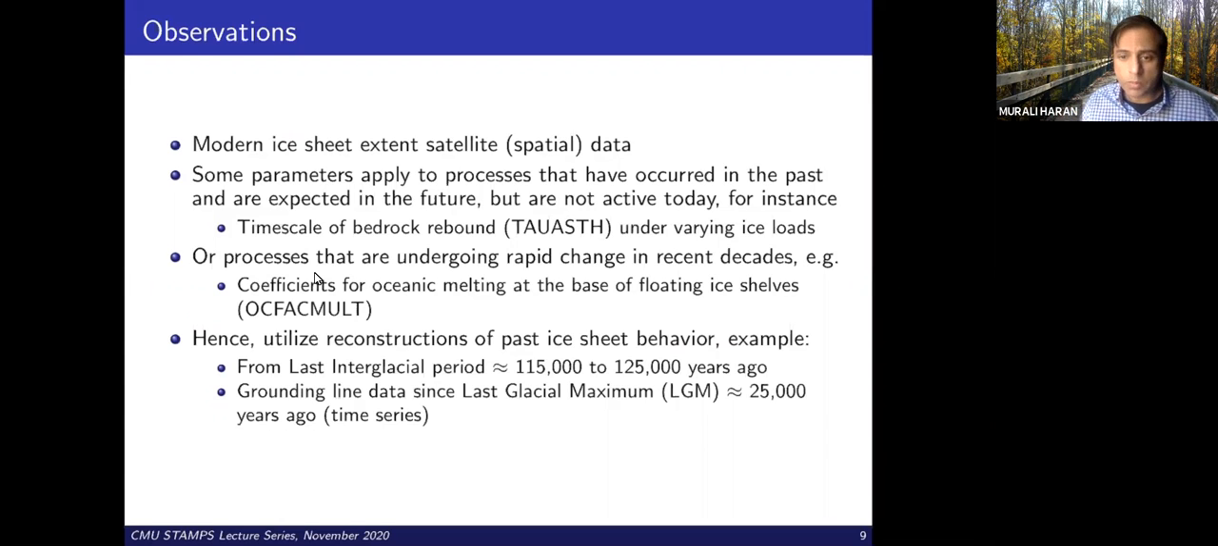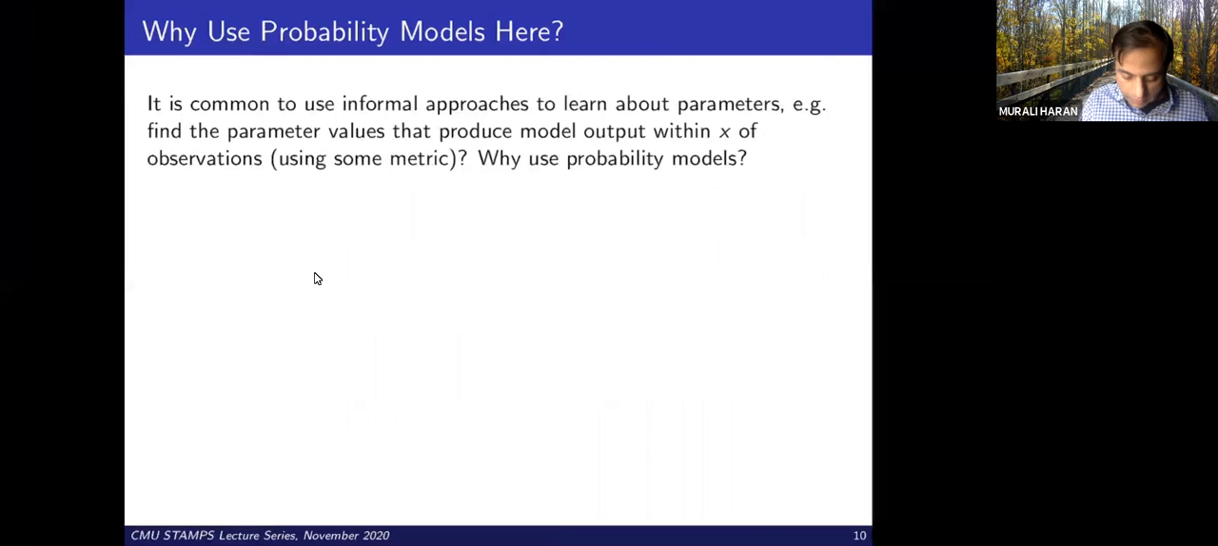So these are examples of ways in which you can capture some information about the past ice sheet behavior, which then helps you learn about these parameters, which you would probably not be able to learn about otherwise. But if you need to know something about those parameters to say something sensible about your model today, and both to understand the present and the future of the ice sheet.